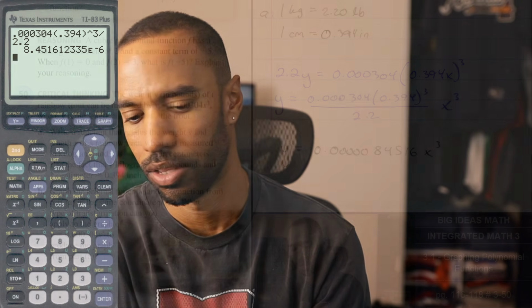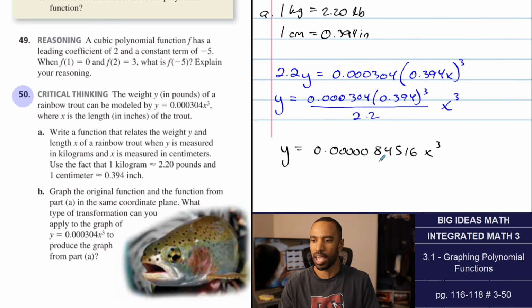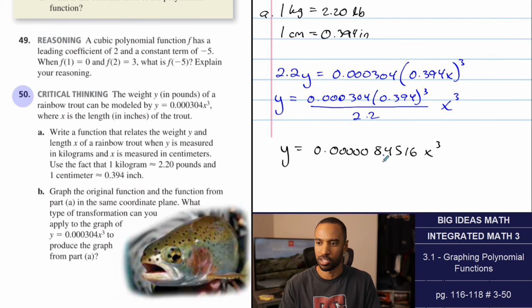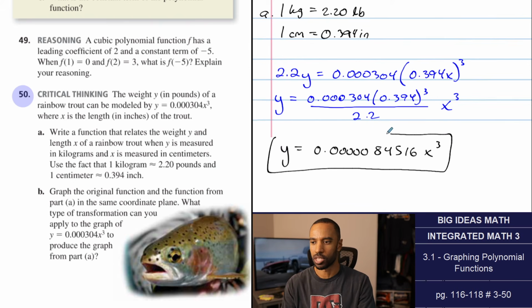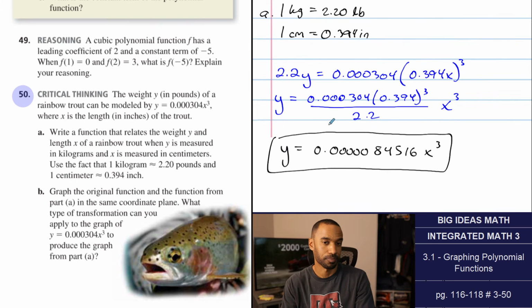X cubed like that. So it's an 8 that had the decimal here, and then it said that to the negative 6 power. So 1, 2, 3, 4, 5, 6 right there. It's going to move me over there. So that's the answer. So we could substitute centimeters and get kilograms.